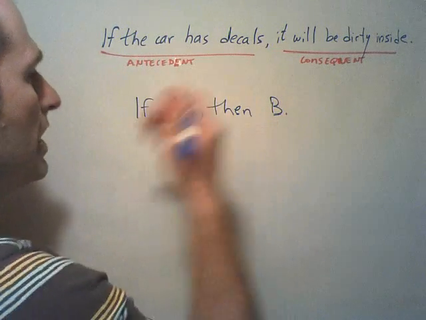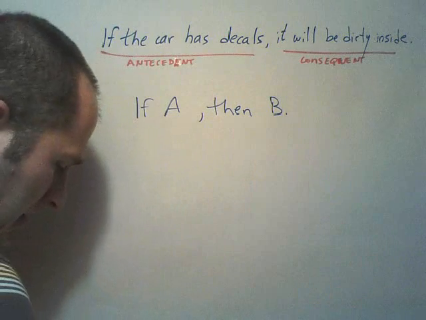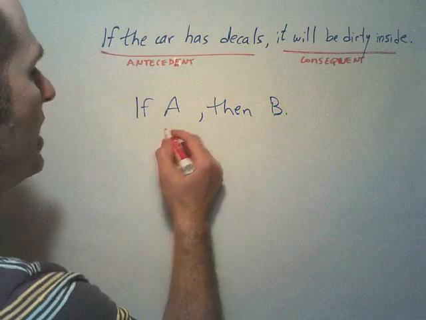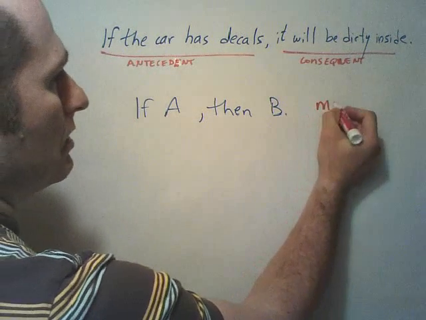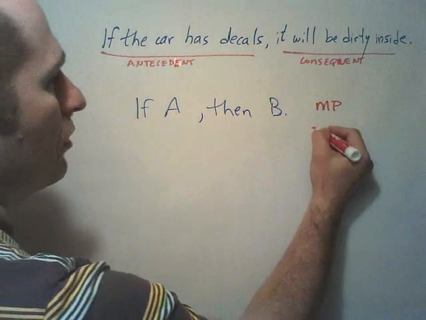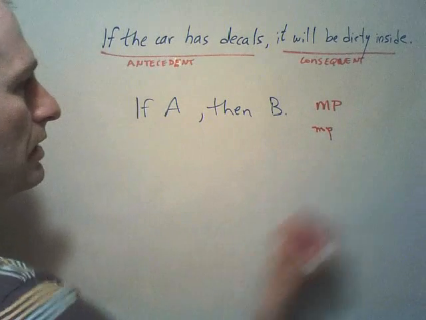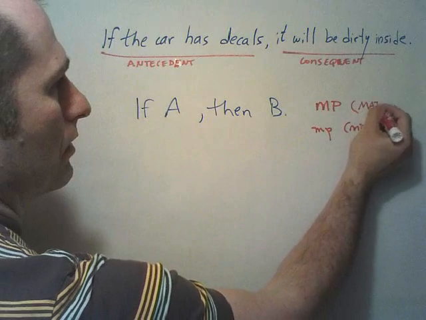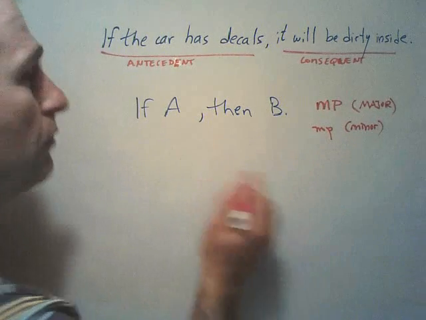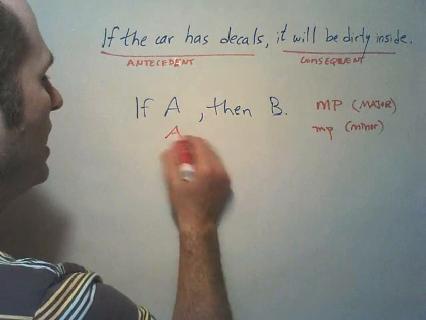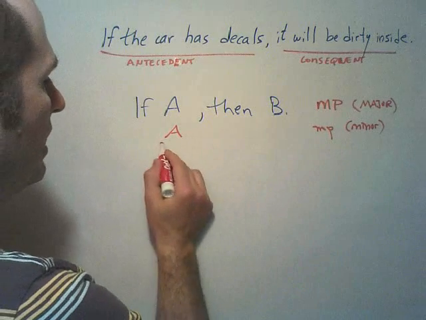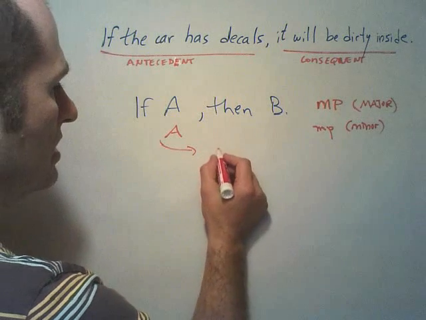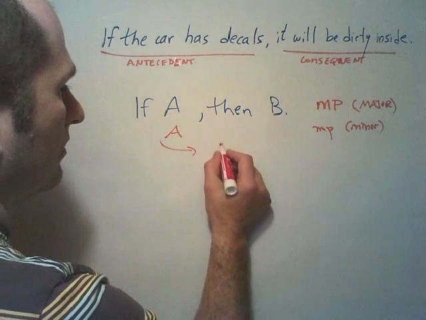So if A, then B. The rule is, I'll do it in red: if A then B, this is your major premise, capital M, capital P. If your minor premise, small m, small p, comes back and says, hey, guess what, A, then you can draw a conclusion. And the conclusion is, okay, then B.